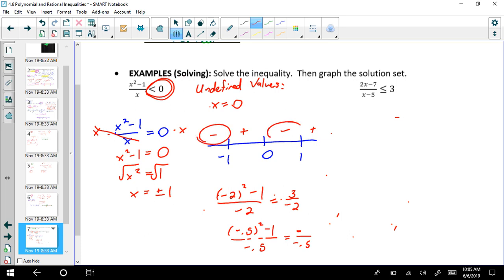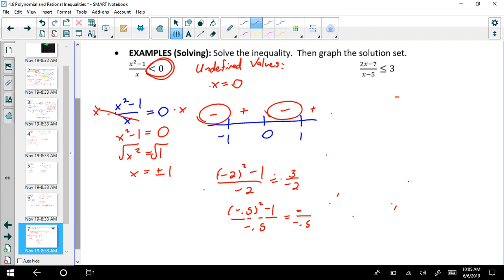I want the negative regions, less than 0. And will I use parentheses or brackets when I write this? Should be parentheses because I don't have the equal to bar. So I would say -infinity to -1 or 0 to 1. That would be my solution regions.